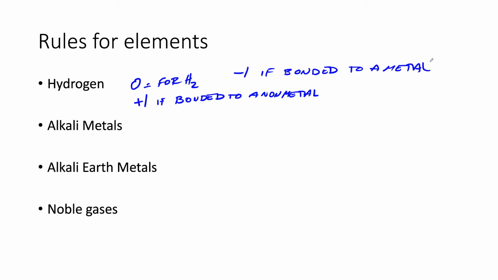For example, if we have H2O, this is 2 hydrogens bound to an oxygen. These would be +1. We also could have NaH, which is sodium hydride. This sodium is positive, this would be negative. And all these are actually based on electronegativity.